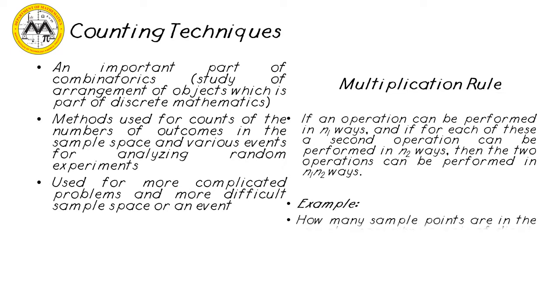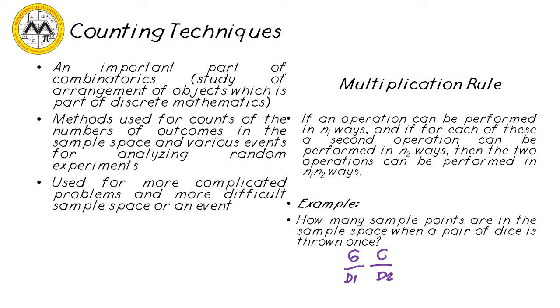Example: how many sample points are there in the sample space when a pair of dice is thrown once? Take note, we have a pair of dice, so first die, second die. This would be die 1 and this is die 2. The first die has 6 possible outcomes while the second die has 6 possible outcomes. So all in all, there would be 6 times 6, which is 36 total possible outcomes.